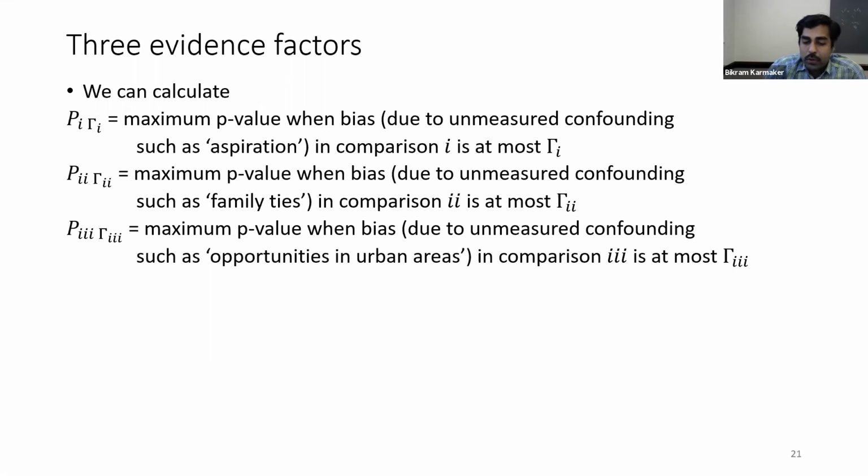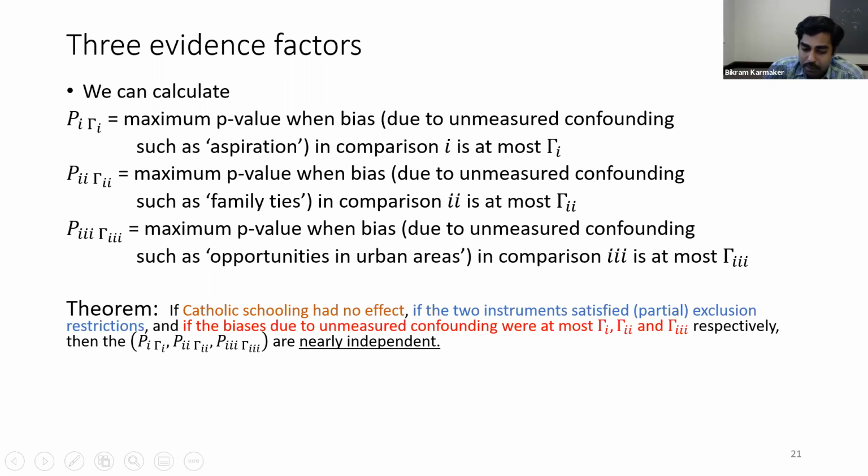And when you are talking about independent comparisons or evidence factors, what should be true is, given any gamma 1, gamma 2, and gamma 3, these 3 numbers on the left should be independent of one another. And that's exactly what you can prove.